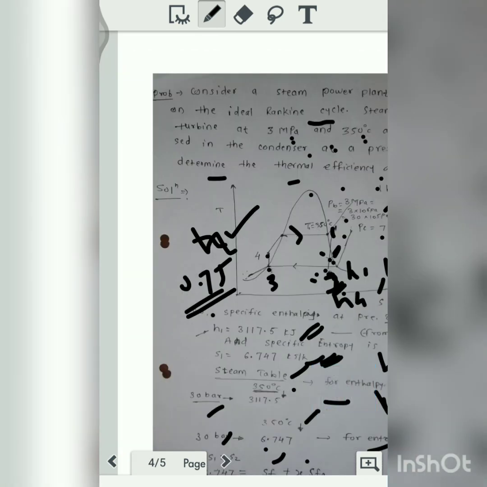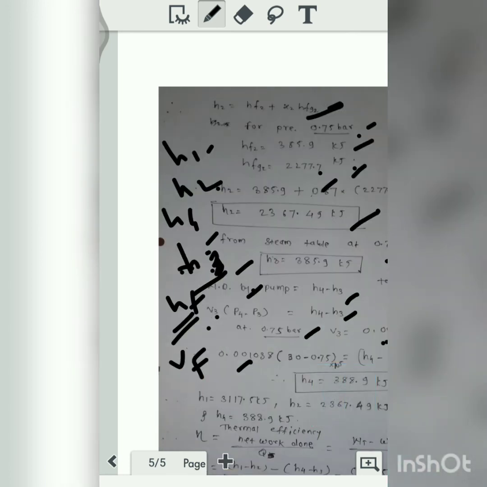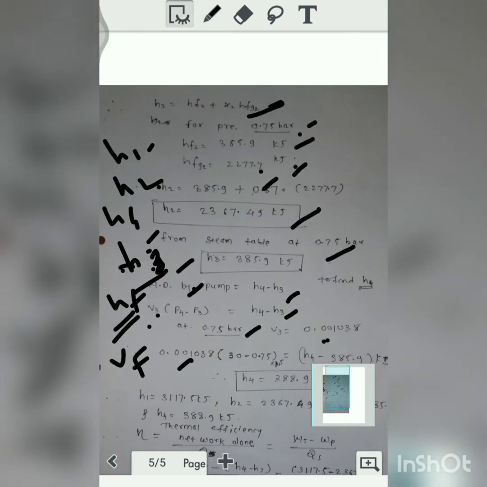Now we know P4. If we see the diagram, here is P4. P4 is nothing but the boiler pressure, and we know the boiler pressure is 30 bar. So here we write 30 bar. And what about P3? P3 is the condensation pressure, which is 0.75. As it is in bar, we have to write 10 raised to 5.